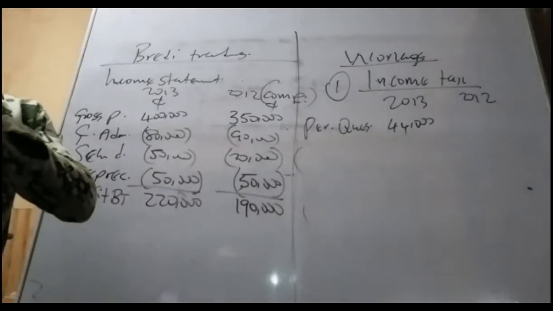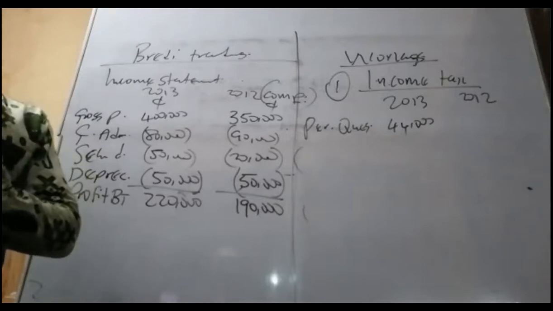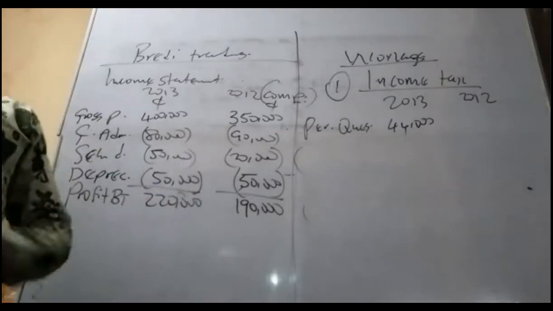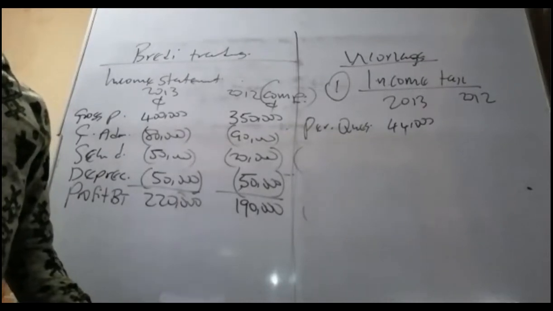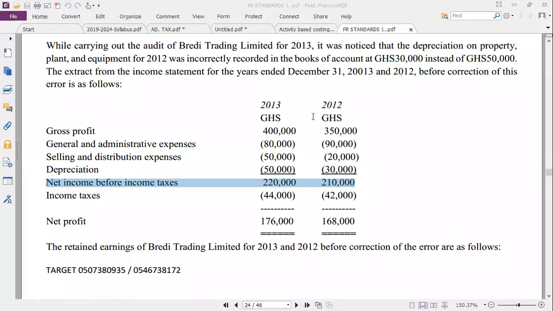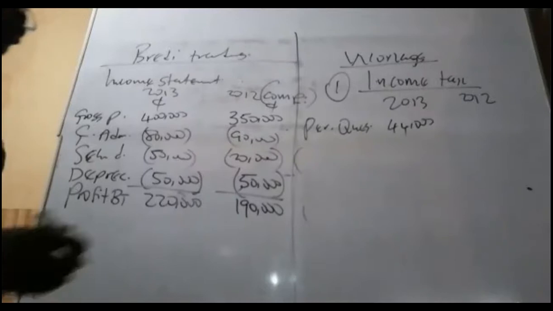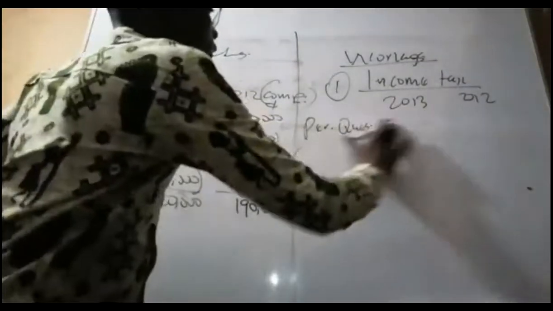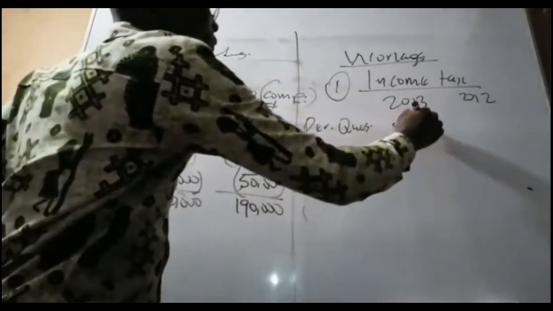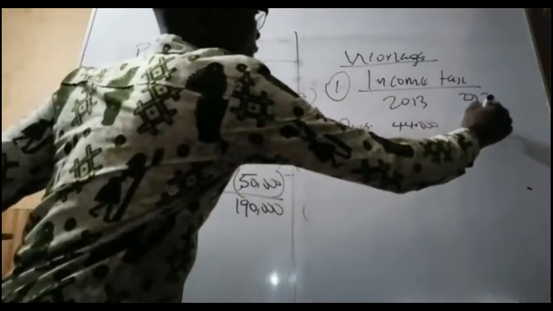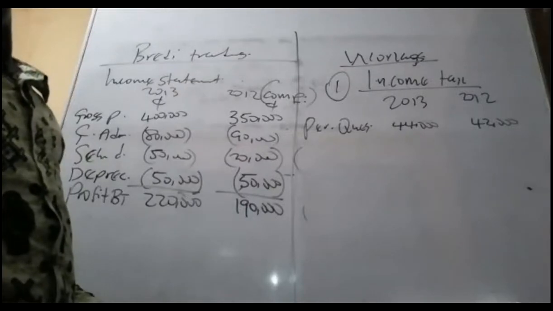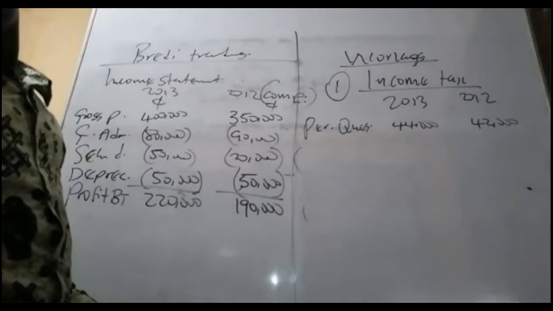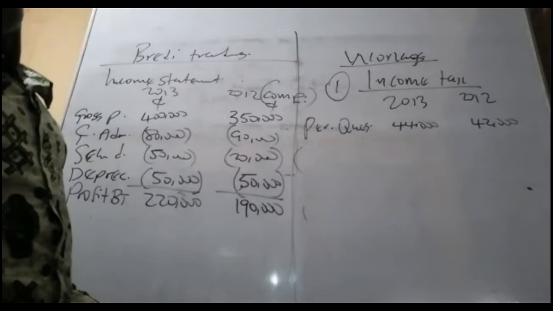I'm going to pick it before I copy wrongly. So let's go to the question. For the income tax is 44,042. Wow, 44,042. So this is 44,000. And this is 42,000. Then what happened again?